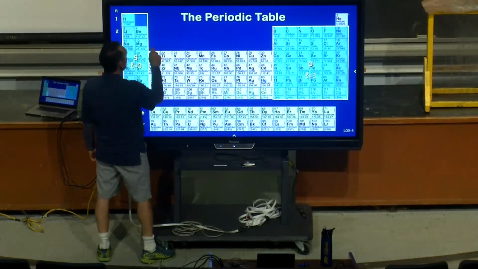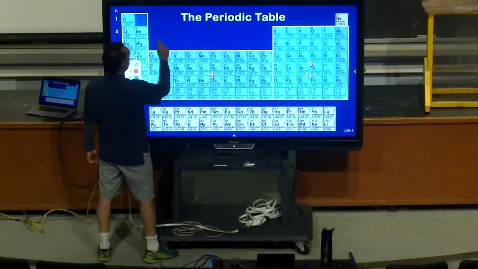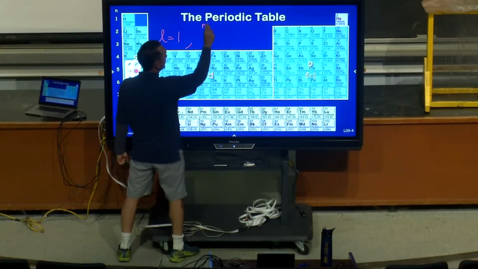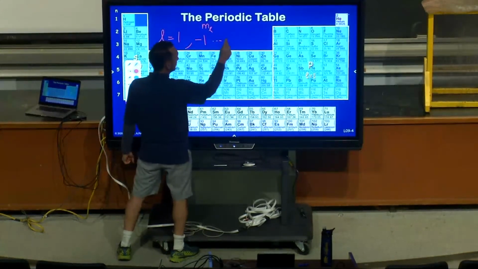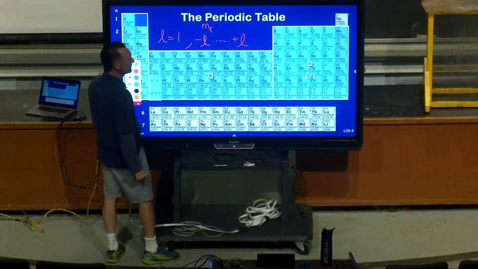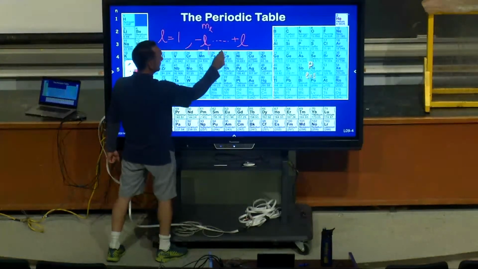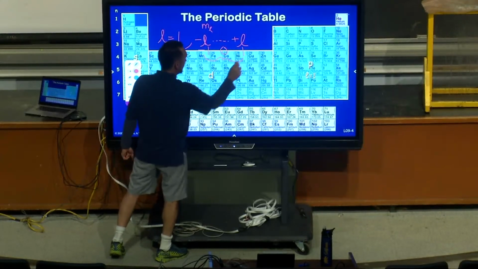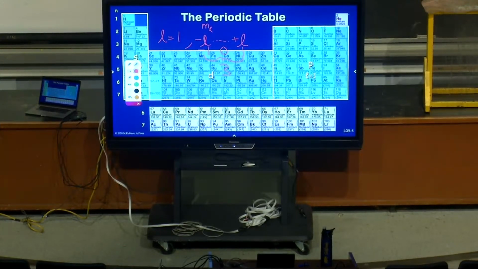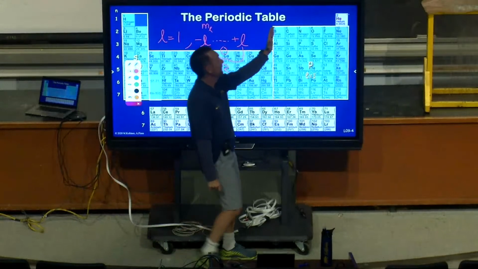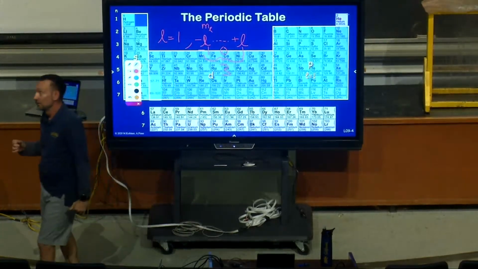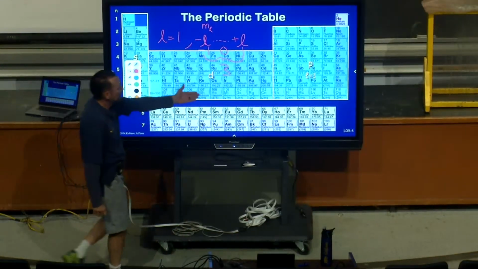So when we have L equal 1, what are the possible values of m sub L? M sub L goes from minus L to plus L in integer steps. So in that case, it's minus 1, 0, 1. 3 values of m sub L, that's the 3 p orbitals. And p orbitals can have 1, 2, 3, 4, 5, 6 electrons, 2 electrons in each orbital. So that's beautifully reflected there.